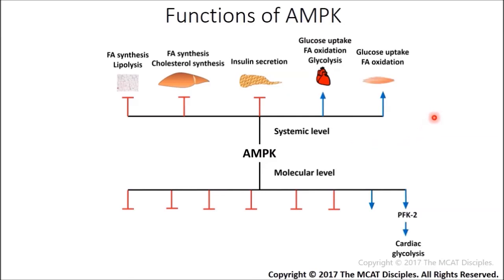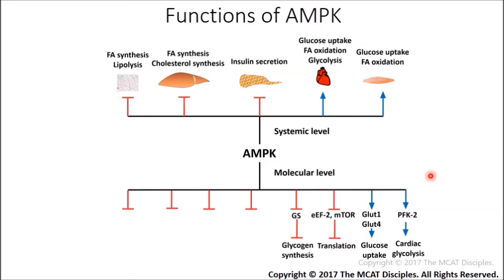On a molecular level, it'll activate PFK2 at heart, which will increase cardiac glycolysis. Because you activate PFK2, you increase fructose bisphosphatase, and you're going to increase cardiac glycolysis. It'll increase the translocation of GLUT1 and GLUT4 transporters into the membrane, increasing glucose uptake. It'll inhibit eukaryotic elongation factor 2 or mTOR and inhibit translation.